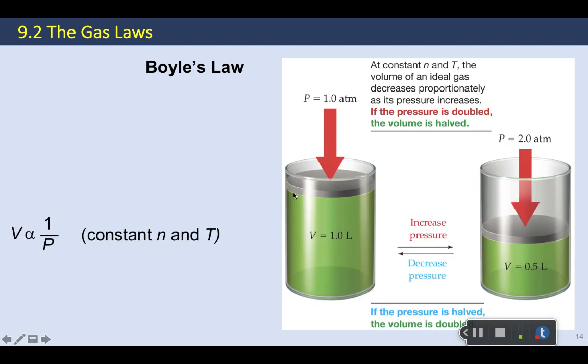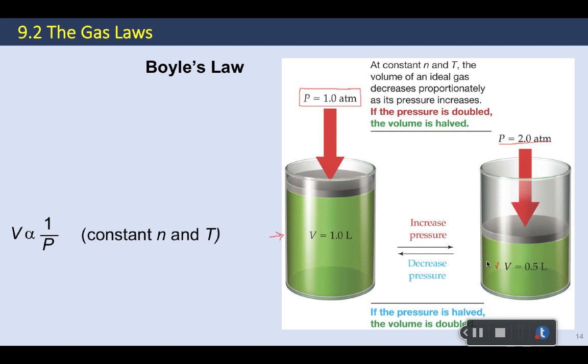The first of the gas laws, and don't worry about remembering their names, is called Boyle's Law, and is represented by the picture with the pistons and the cylinders on the right. If you have a situation where initially the pressure is one atmosphere and the volume is 1 liter, and you change the pressure to 2 atmospheres, now the volume is smaller, it's half a liter.